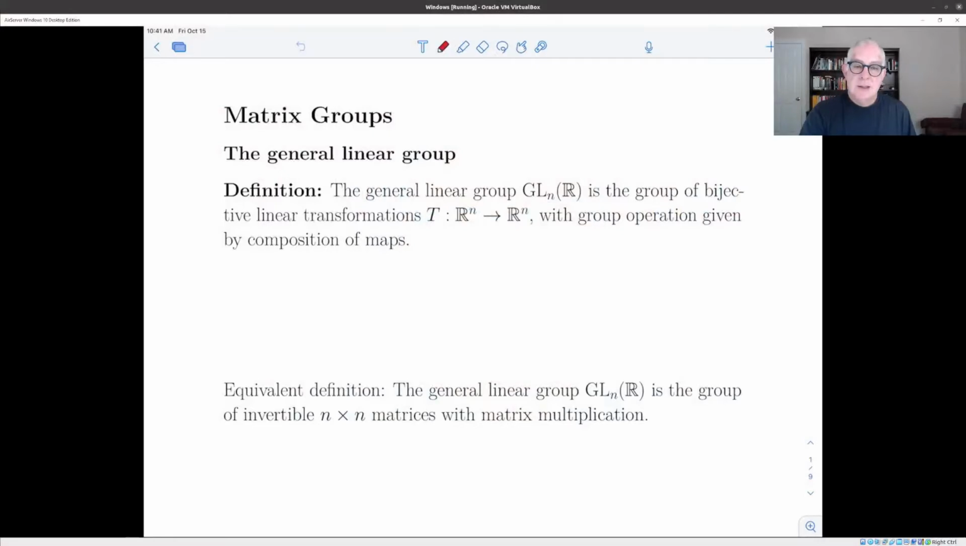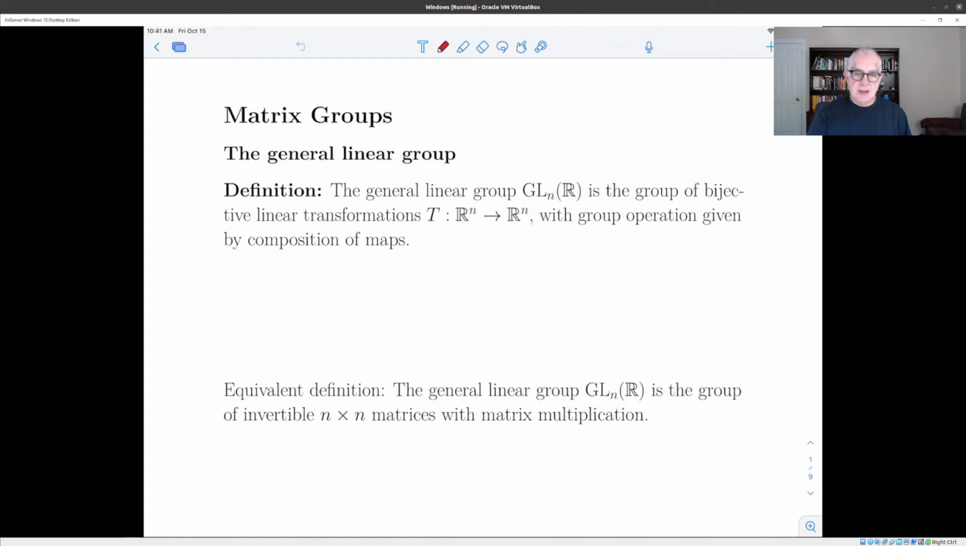Hi, everybody. So now let's look at some really fundamental examples of matrix groups, which if you continue in any kind of scientific field, there's an excellent chance you'll see some version of these groups again. So the first one is a generalization of a group that we've looked at a lot.